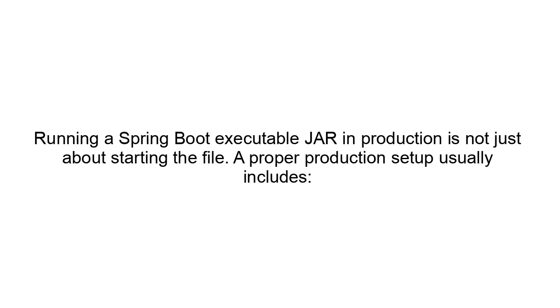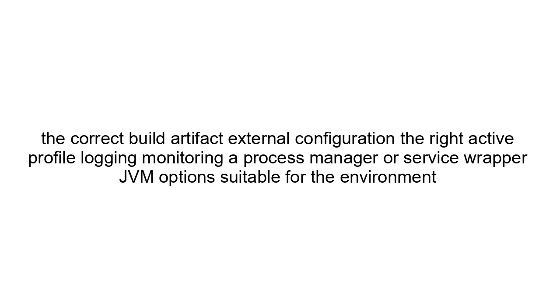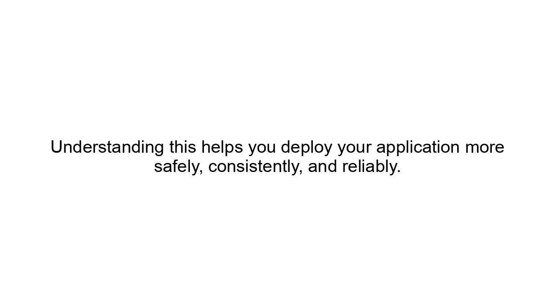Running a Spring Boot executable jar in production is not just about starting the file. A proper production setup usually includes the correct build artifact, external configuration, the right active profile, logging, monitoring, a process manager or service wrapper, and JVM options suitable for the environment. Understanding this helps you deploy your application more safely, consistently, and reliably.